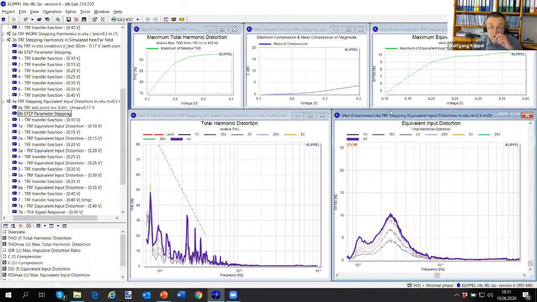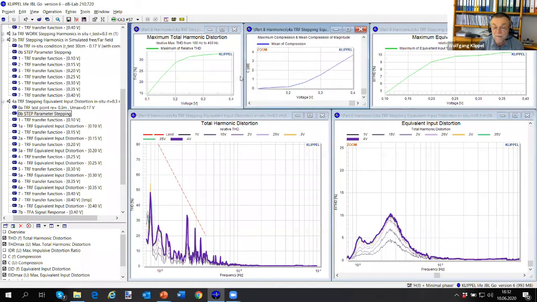Yeah? And what is interesting, that the maximum equivalent input distortion are now constant over a wide amplitude range from 200 millivolts to 400 millivolts. It's constant. We know there's a compressor in it, reducing more or less our fundamental. So we are not generating more distortion. Here you see the compression. The compression was about 4 dB. No? So that's more or less what the compressor is doing.